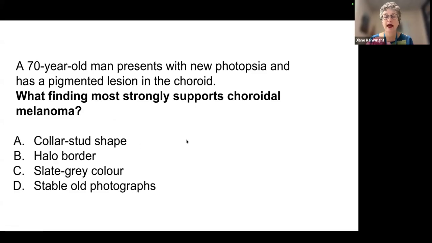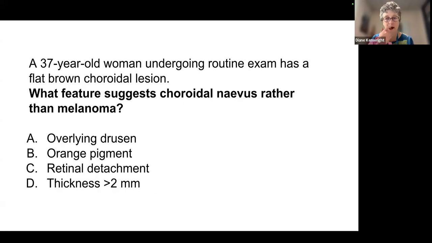All right, a 70-year-old man, new photopsia, has a pigmented lesion on the choroid. What finding strongly supports choroidal melanoma? So the answer here is the collar stud shape. Stable old photos, of course, would probably be a nevus. I'm not sure the color has anything to do with it. And we can get regression, but this collar stud shape is showing growth, which is what we are looking for in melanomas.